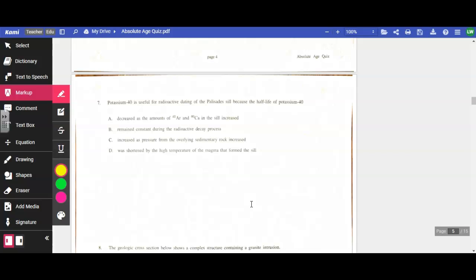Okay, the half-life of potassium-40: A, decreased as the amounts of Ar-40 and Ca-40 in the sill increased. B, remained constant or the same during the entire radioactive decay process. C, increased as pressure from the overlying sedimentary rock increased. D, was shortened by the high temperature of the magma that formed the sill.